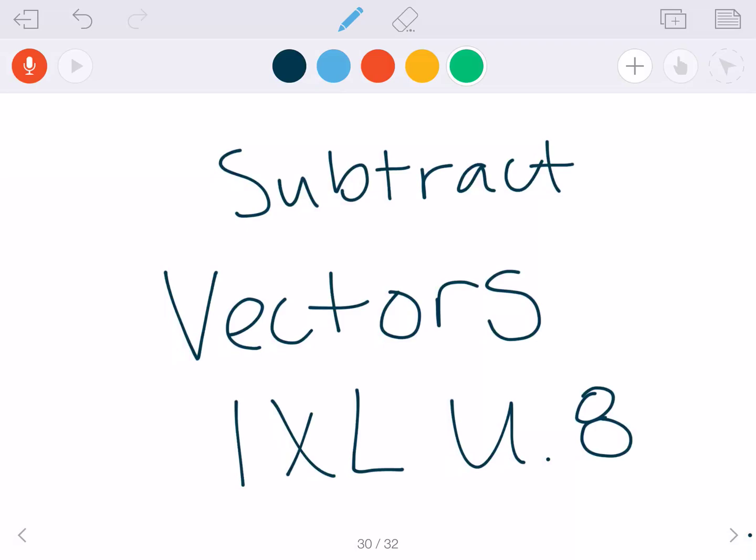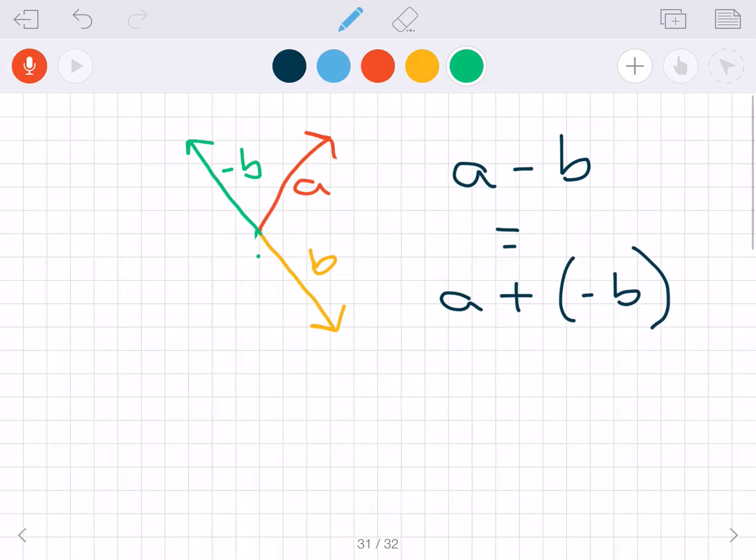In this video, we're going to look at how we can subtract vectors. Subtracting vectors is very similar to adding vectors that we did in the previous video, and you can practice this in IXL U.8. So let's look at this drawing here to help us understand what it means to subtract vectors.